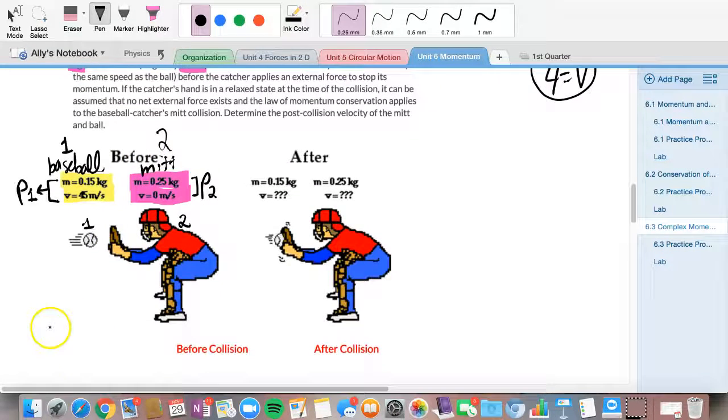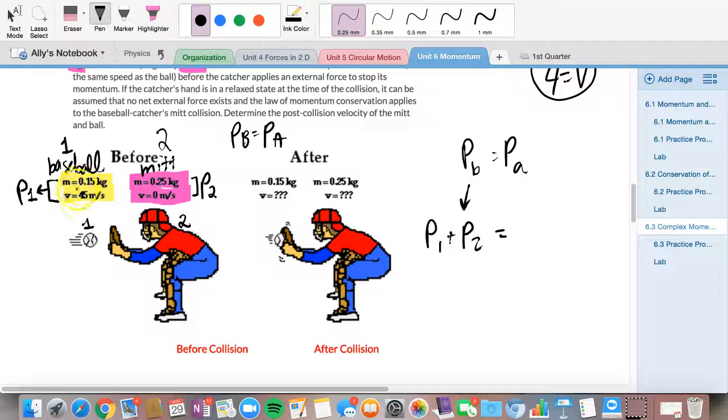So start by finding what your momentum is before. Remember, momentum before equals momentum after. How do you find momentum before? You add together the momentums of the objects before. So object 1 has a velocity of 45 and a mass of 0.15. Object 2 has a mass of 0.25 and a velocity of 0.